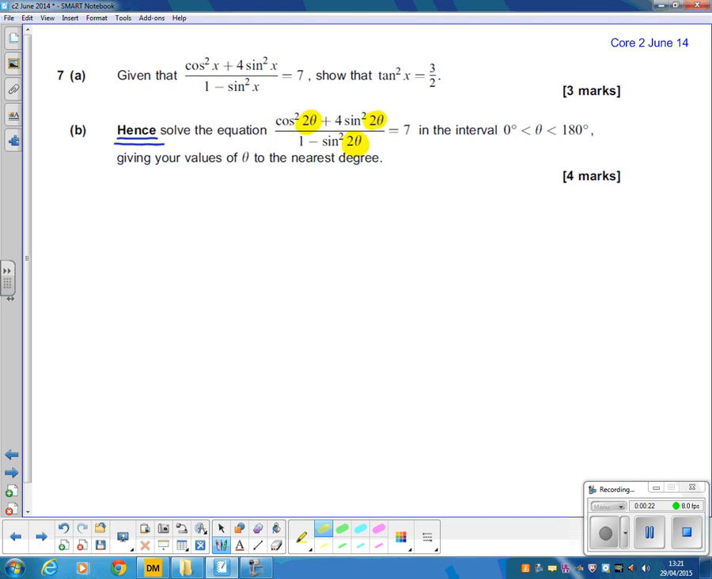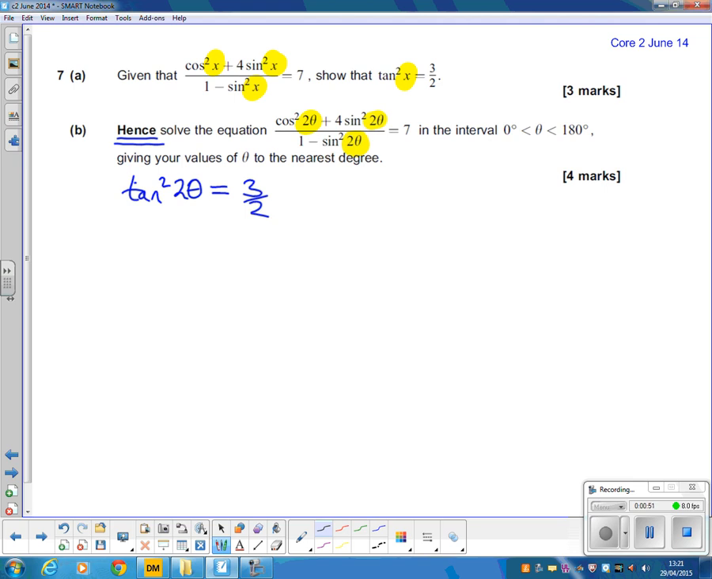Well, apart from the fact this says 2 theta and this says x, it's pretty much the same. So that means that we can use the identity from part 1. So in part 1, we had tan squared x equals 3 over 2. What's changed in part B is instead of x, you've got 2 theta. So tan squared 2 theta must be 3 over 2. And we've just got to solve this.